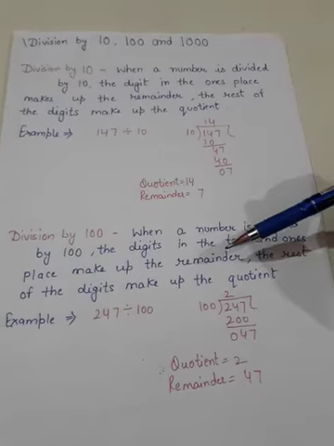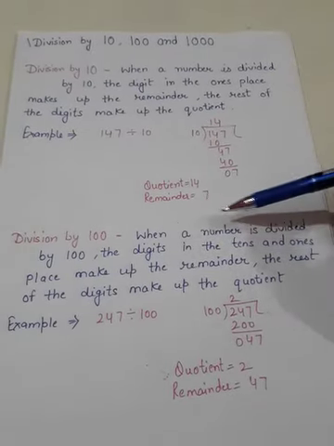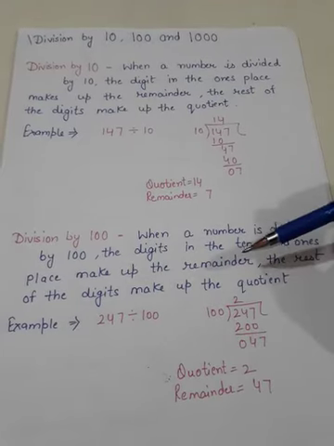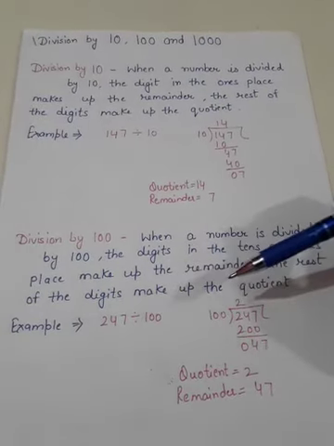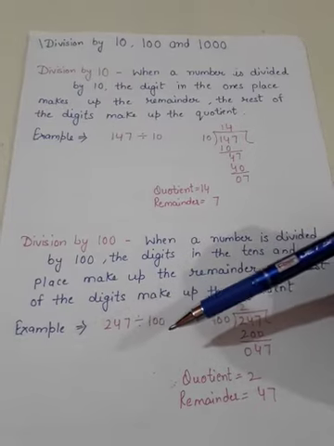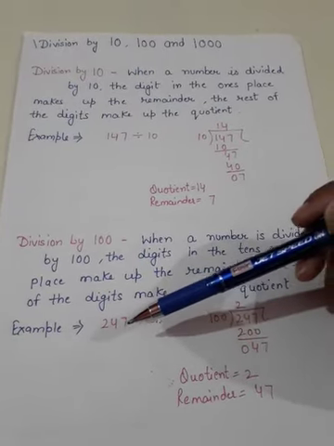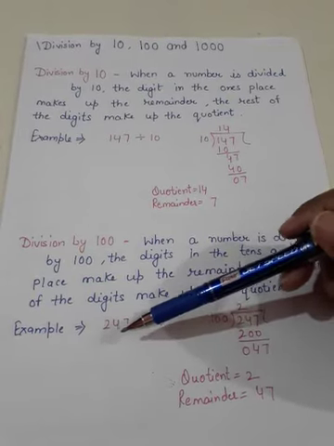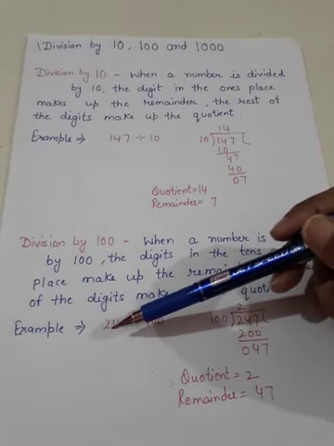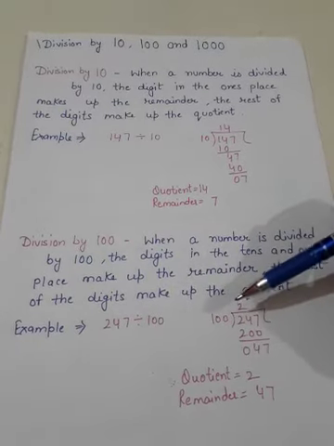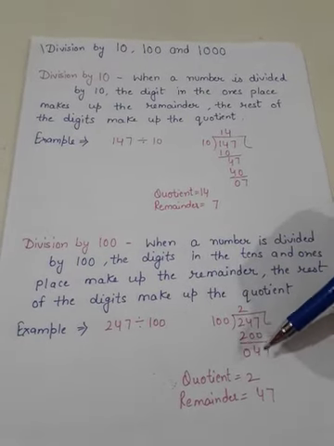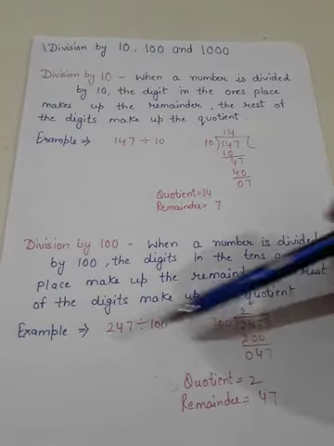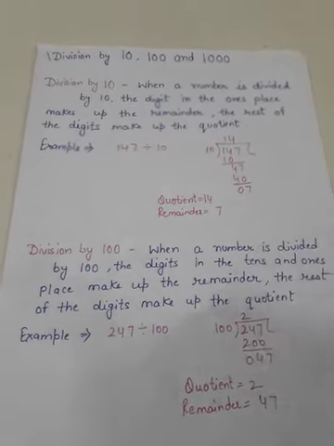Same here in division by 100. When a number is divided by 100, the digits in the tens and ones place make up the remainder, and the rest of the digits make up the quotient. Look here, 247 divided by 100. The 2 digits, 47, will be in the remainder and 2 will be in the quotient. Look here, 100 2s are 200, then 47. 47 is less than 100, so we leave it here only. So you can see the last 2 digits, 47, are the remainder and 2 is the quotient.